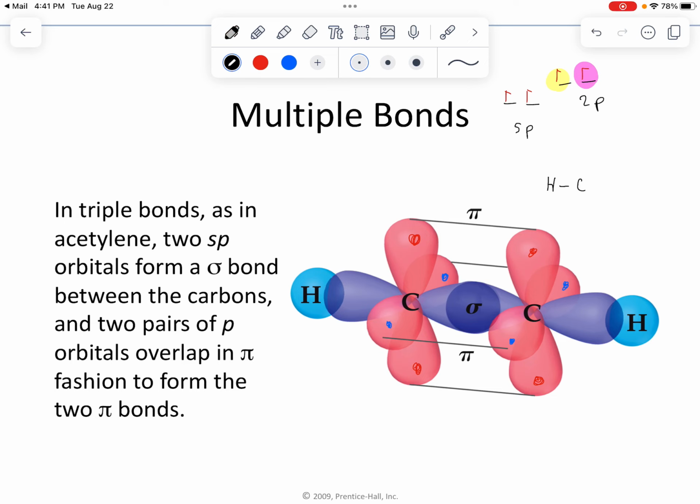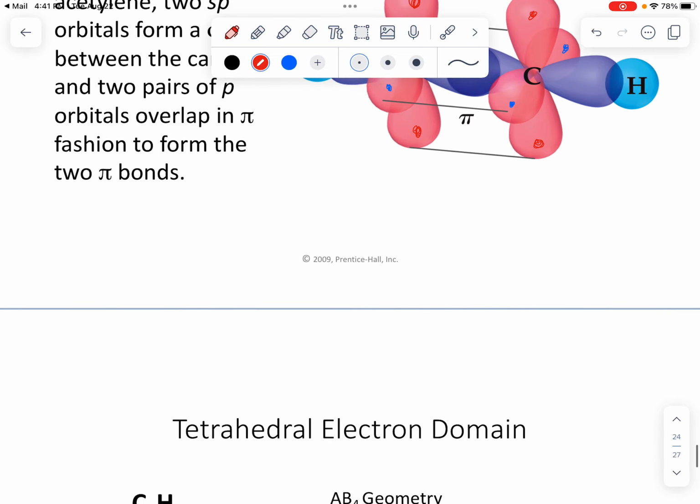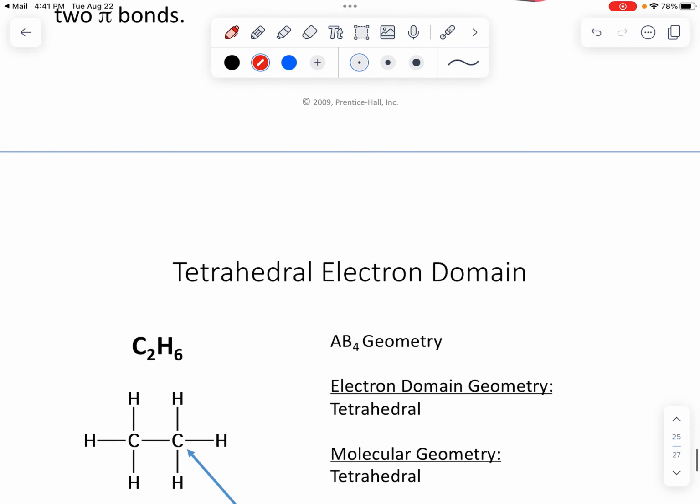So for this Lewis structure, right, we would say, oops, let me finish the Lewis structure. We would say sigma, sigma, sigma, pi, pi, right? The triple bond, one of the connections is sigma, the other two are pi. So that's what we want to be able to do as we describe this process. So hopefully that's making okay sense.